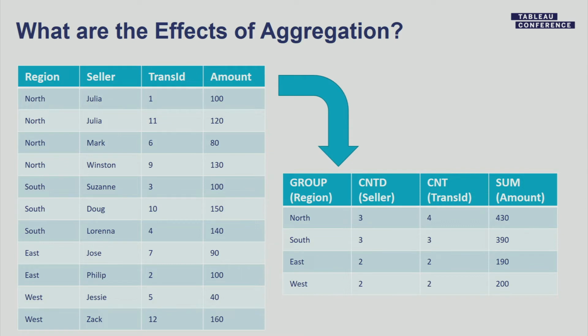During the aggregation, we grouped the rows at the level of region. During our grouping, we used the count distinct function on the seller column, which tells us the distinct number of sellers who brokered a sale for a given region. We used the count function on the transaction ID column, telling us the number of transactions we made for a given region, and we used the summation function on the amount column, telling us the total amount of sales we had for each region. A single row in this aggregated table represents all the data related to a single region. We can say that the aggregated table is at the region level of detail.